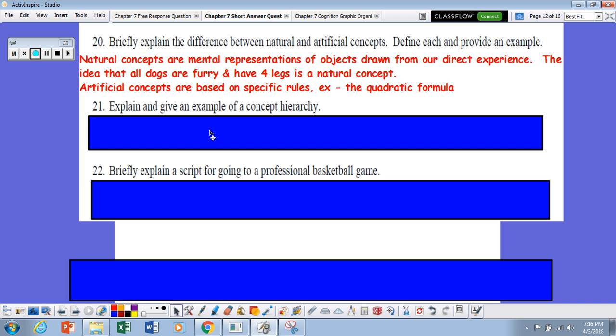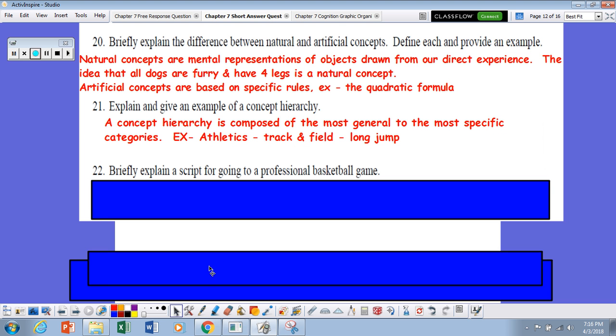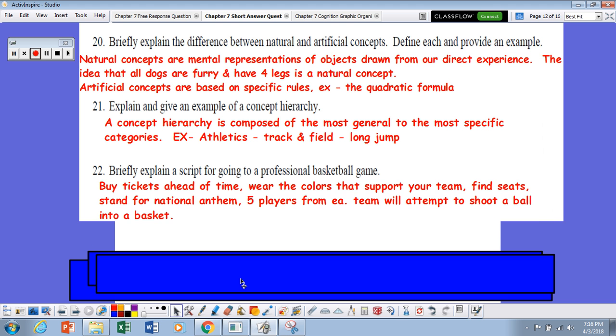Number 21, explain and give an example of a concept hierarchy. Concept hierarchies are composed of the most general to the most specific categories. So an example, we could talk about athletics, a little more specific being track and field, and even more specific, the event long jump. Number 22, briefly explain a script for going to a professional basketball game.